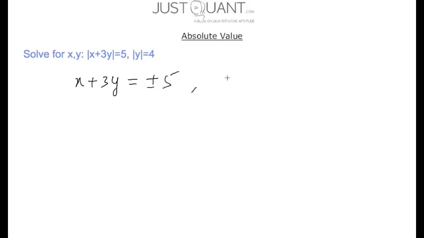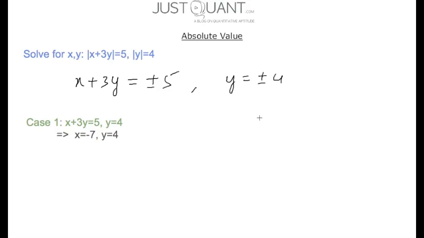Let's now solve for x comma y given that absolute value of x plus 3y equal to 5 and absolute value of y equal to 4. This gives us x plus 3y equal to plus or minus 5 and y equal to plus or minus 4. So based on the value of these two equations, we have the following cases. Case 1 is when x plus 3y equal to 5 and y equal to 4, we get x equal to minus 7 and y equal to 4.